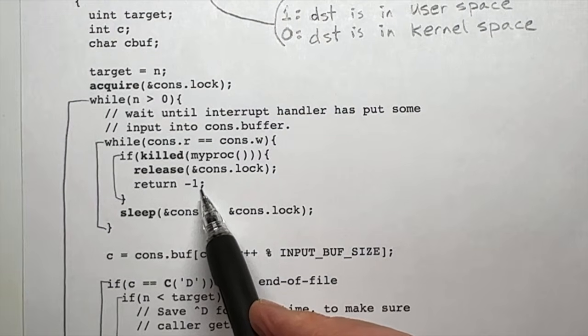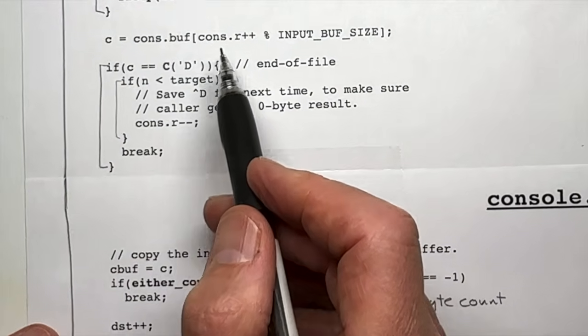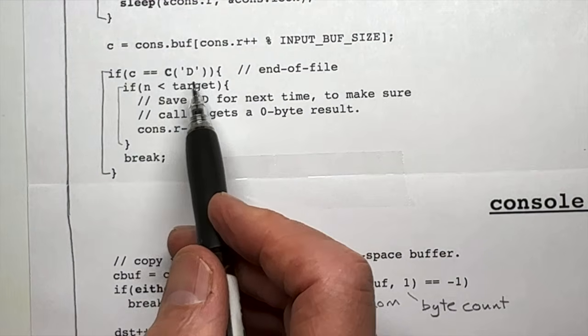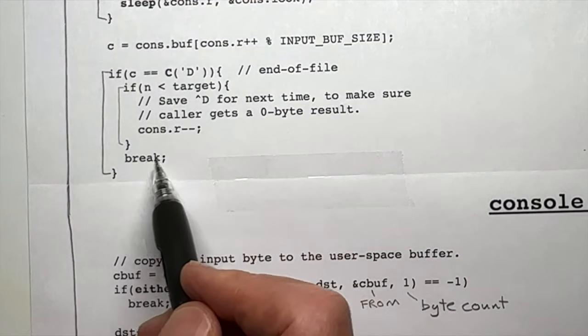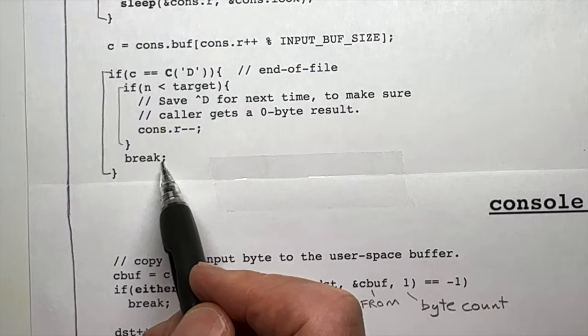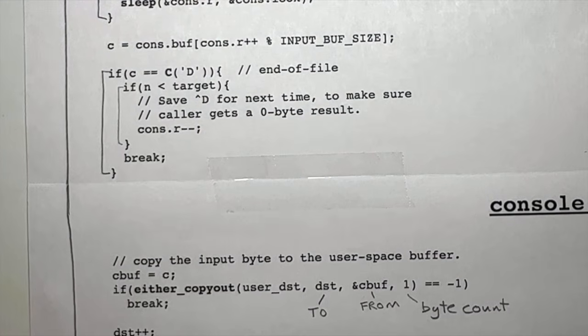Then we extract the next byte from the buffer and increment R. Then we ask whether it was a control D, the end of file code. If so, we break out of the loop before we move it into the user's virtual address space. To indicate an end of file, the kernel will return a byte count of 0. But if there are characters before the control D, we need to return them first.